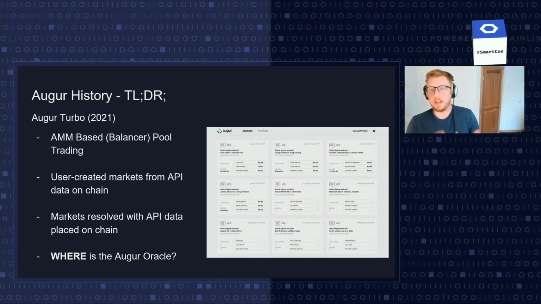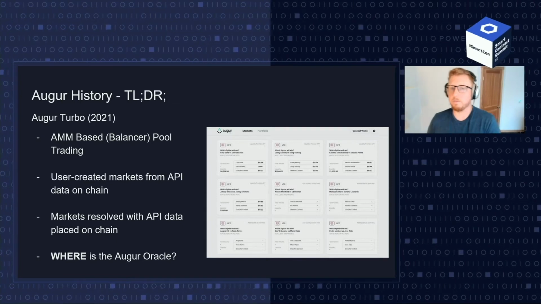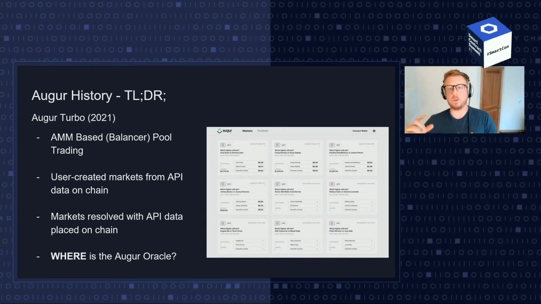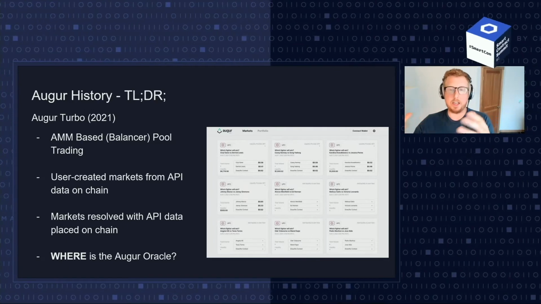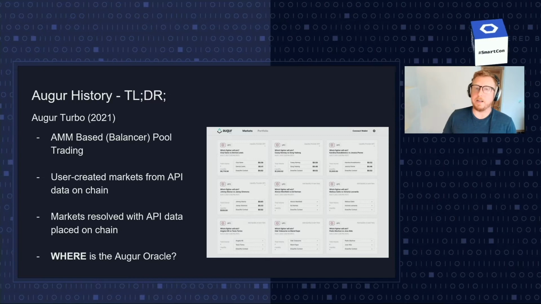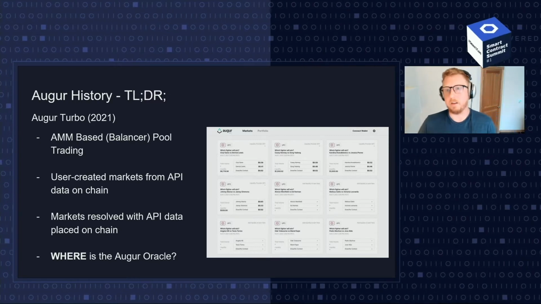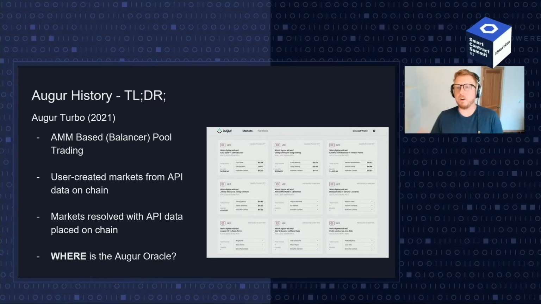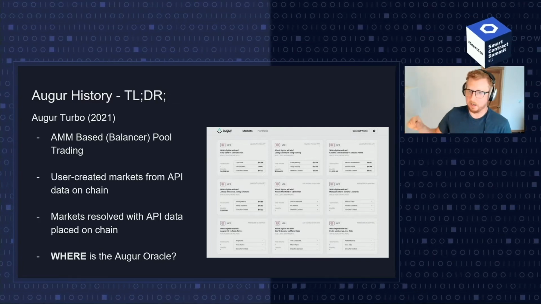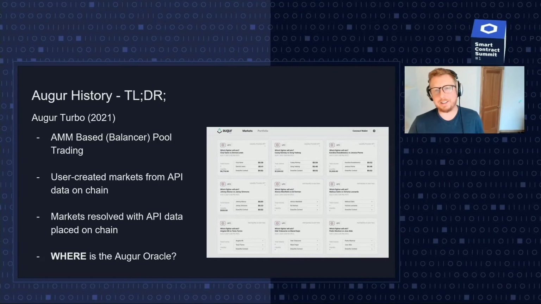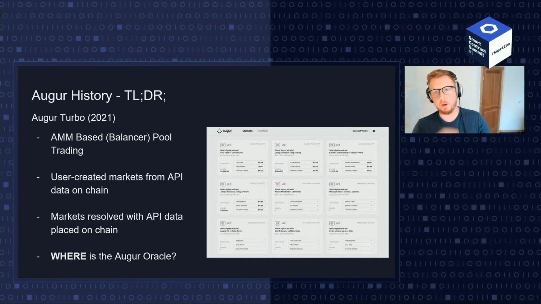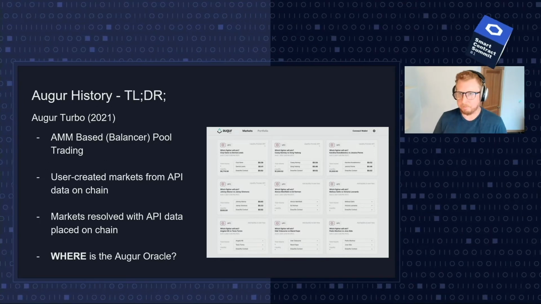Turbo is AMM based and uses Balancer pools. It's on Polygon. It has user-created markets, meaning the users get to select which markets actually have trading activity on them. But the data for that is placed from an API on-chain by Chainlink. And markets are also resolved with API data that's placed on-chain via Chainlink. And so you might ask, where is the Augur Oracle? This is something that we've been asked a number of times, so I'm going to go into how we think about this problem.